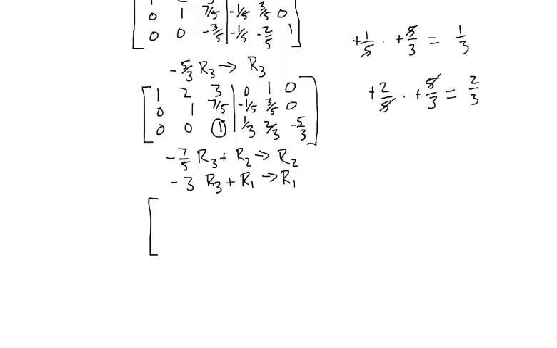So for the first row, we have negative 3 times row 3, so we have zeros in the first two spots, so the 1 and the 2 are going to carry. And now we have negative 3 times 1 is negative 3 plus 3 is 0. Negative 3 times 1/3 is negative 1 plus 0 is negative 1. Negative 3 times 2/3 is negative 2. Plus 1 is negative 1. And negative 3 times negative 5/3 gives me 5 plus 0.